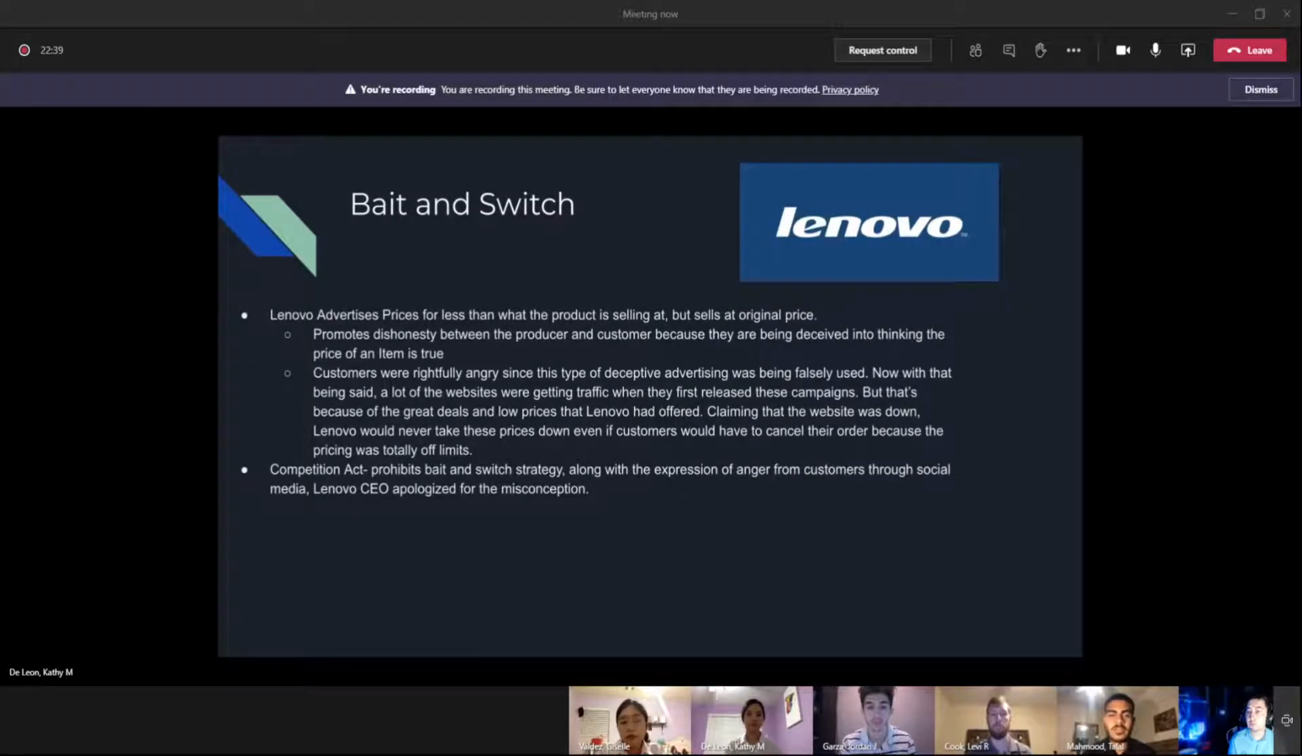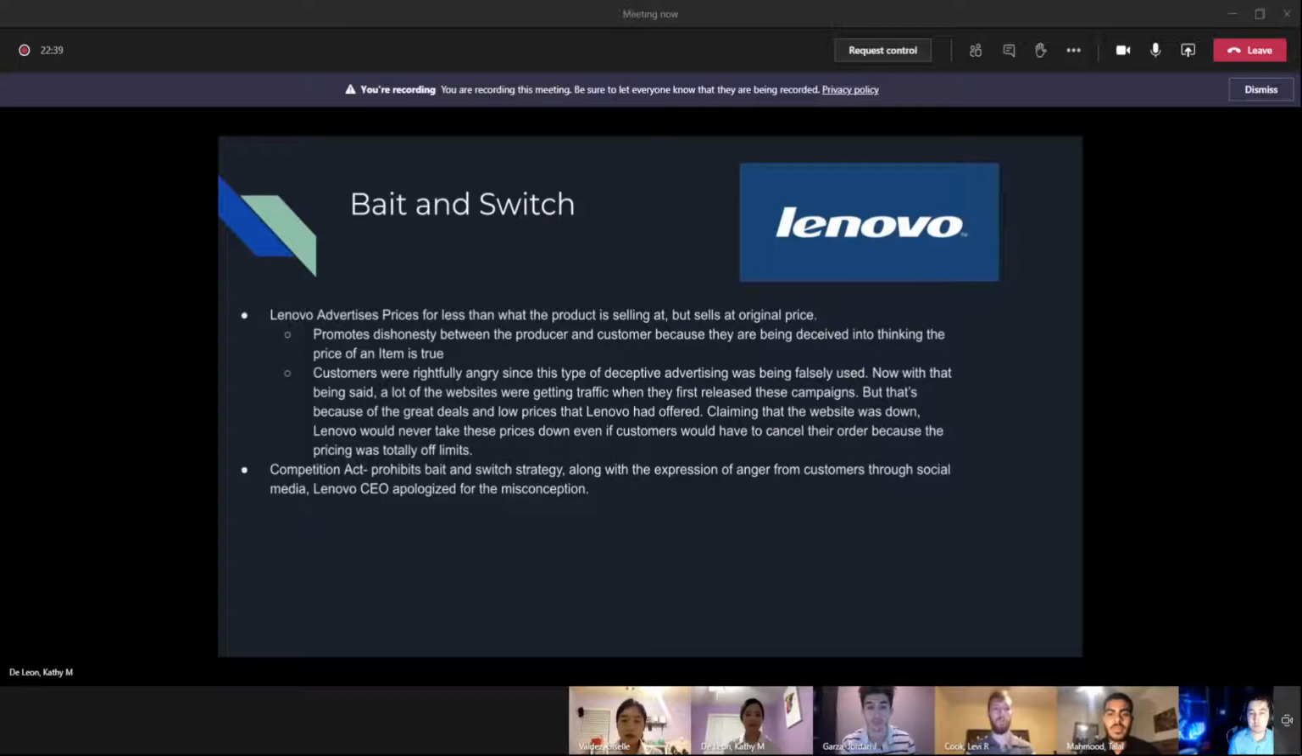Another type of deceptive advertising is bait and switch. This was seen recently with the company Lenovo. Lenovo was advertising prices for less than what the product was actually selling for, and when customers thought that they were getting a better bargain, they raised the price again, and most customers were confused. What this did is that it promoted dishonesty between the producer, Lenovo, and the consumer, because the consumer was being deceived into thinking that the price was right or that it was lower than their competitors' prices.